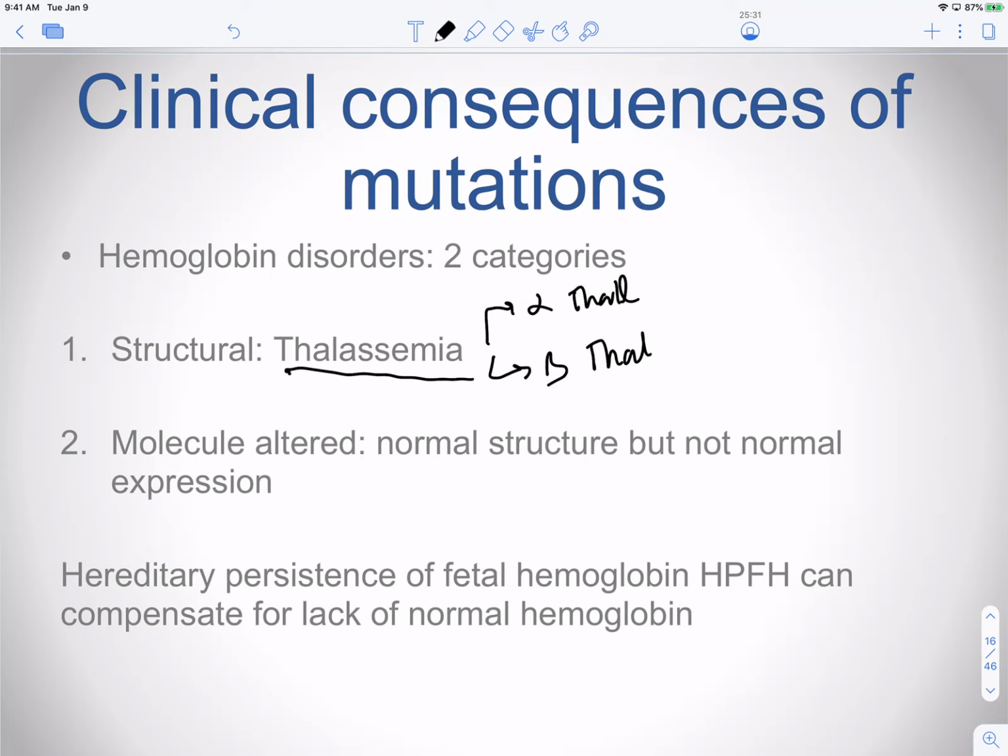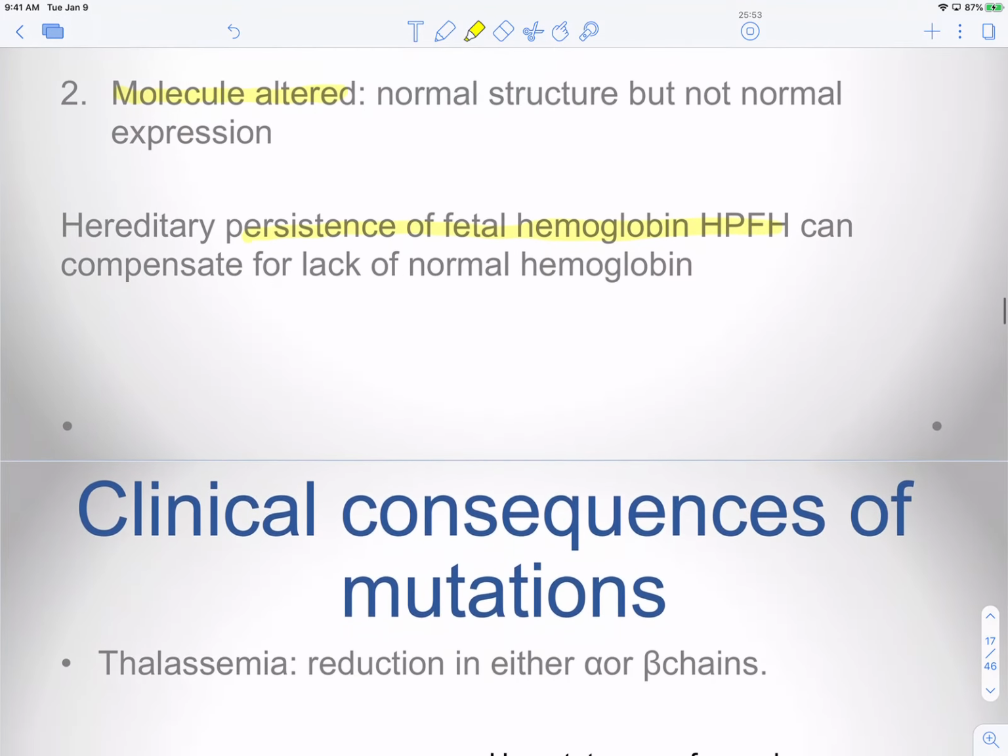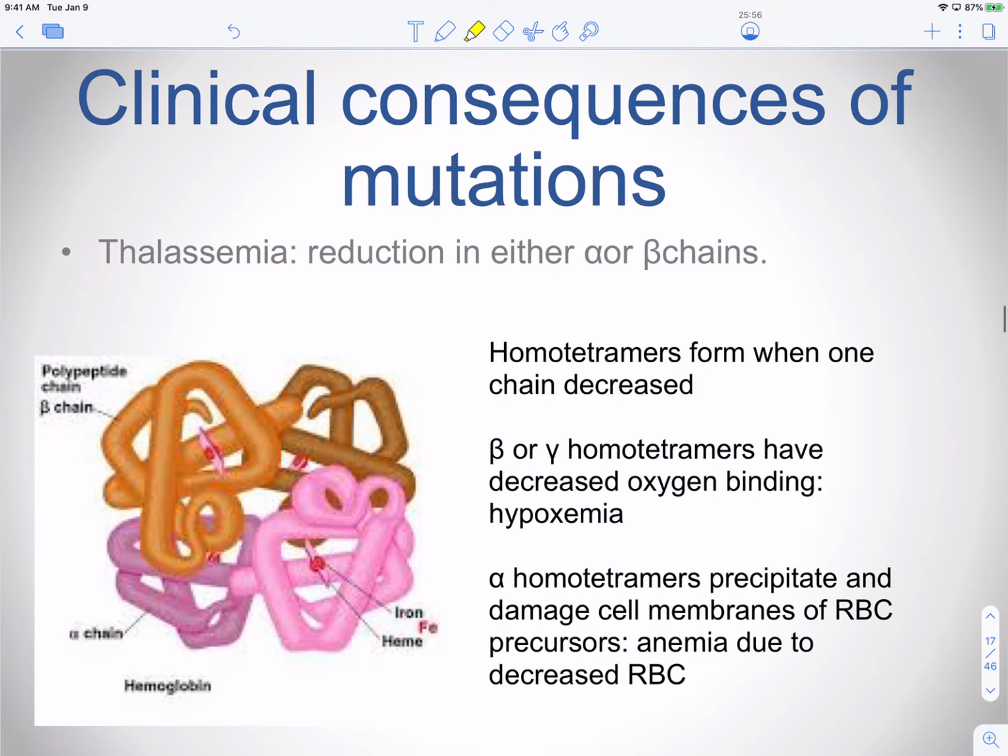And so what this thalassemia is, the actual molecule is going to be altered. So it's going to have a structure that's normal, but is not going to have normal expression. In the case of thalassemias, you can have hereditary persistence of fetal hemoglobin, and that can compensate for the lack of your normal hemoglobin. So thalassemia is a reduction in either your alpha or your beta chains.